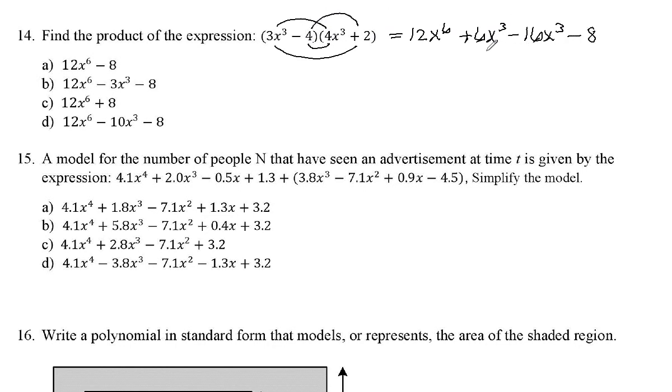And then these guys are like terms, so combine those. So 12x to the 6th. Positive 6 and negative 16, negative 10x cubed. And then minus 8. And that is choice D. So you should have something similar there.